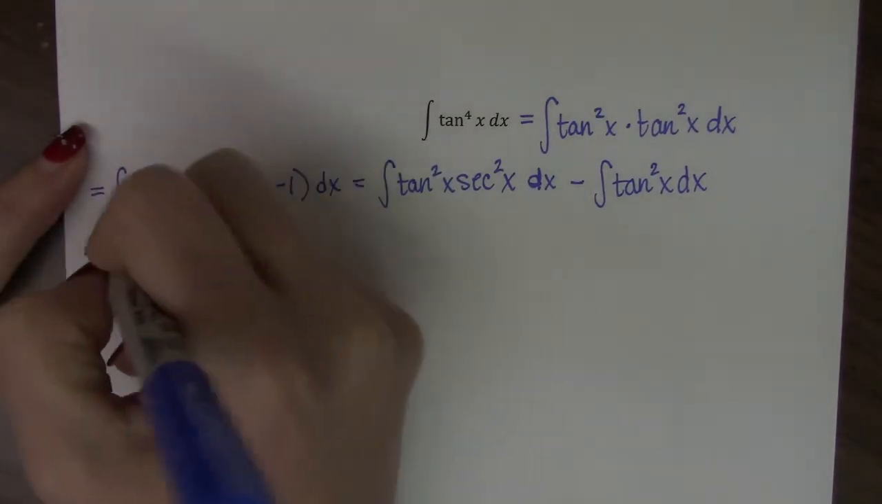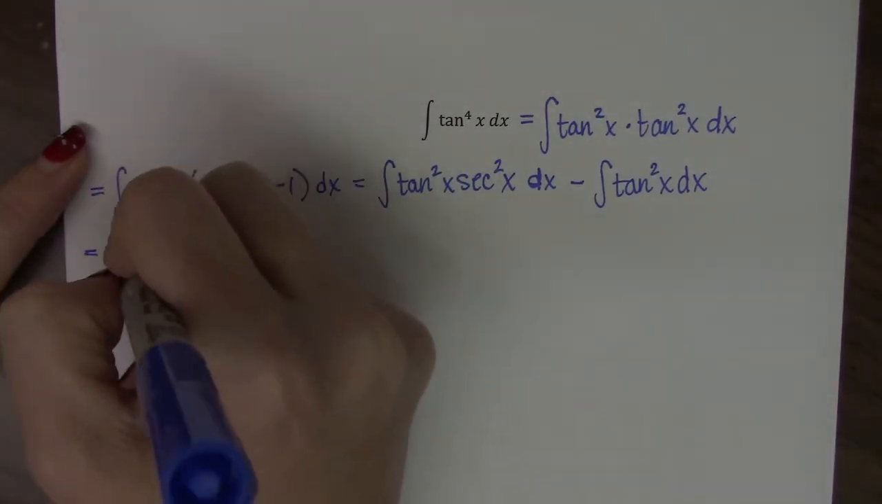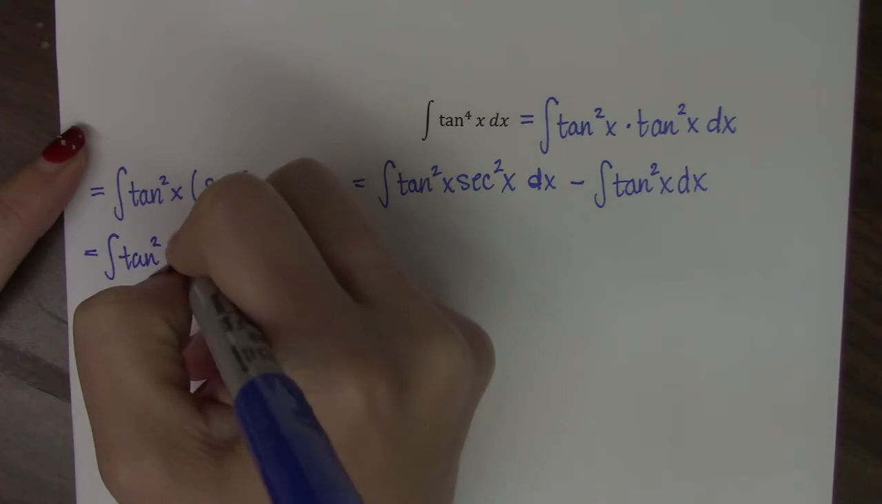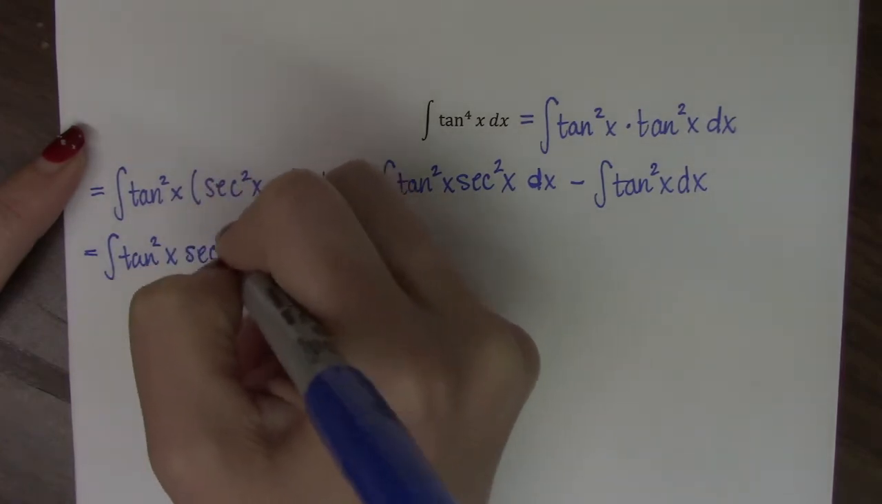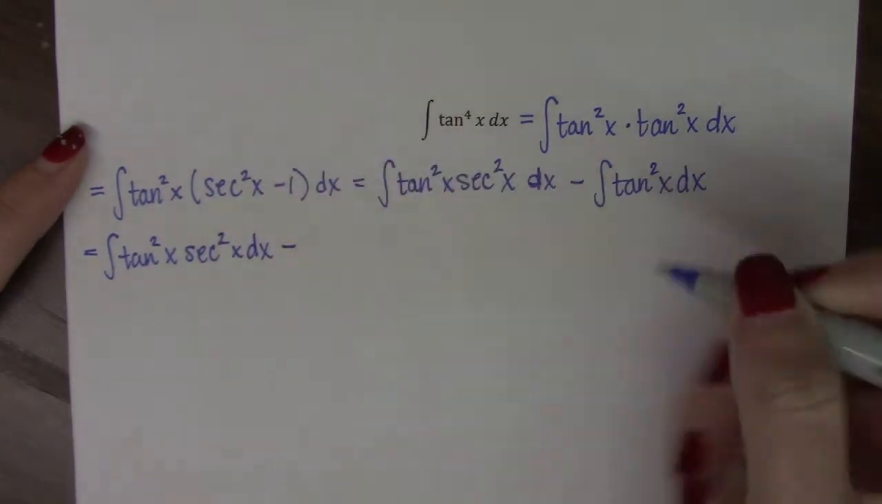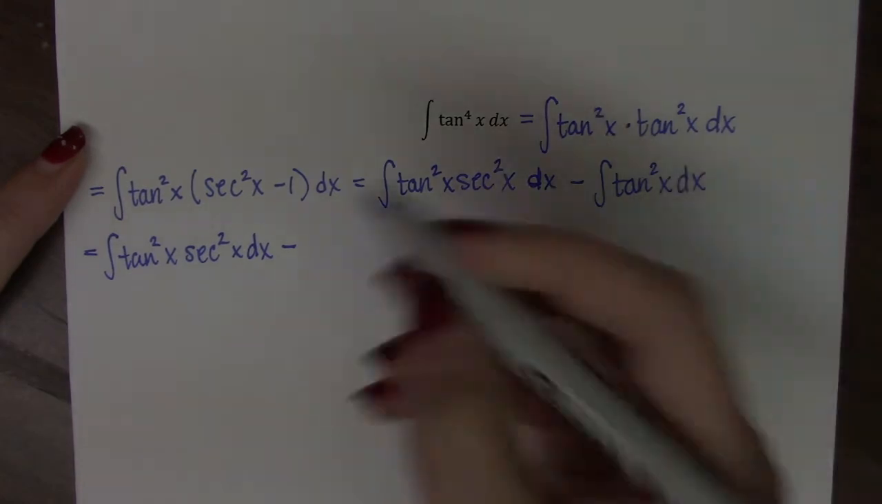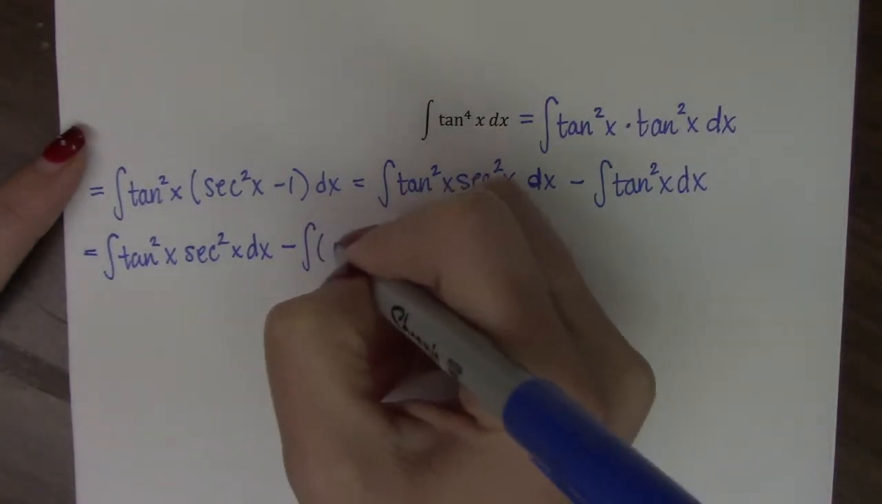So let's do that one more time. So now what I have is the integral of tangent squared x secant squared x dx. And now I'm going to replace this with secant squared minus 1 again.